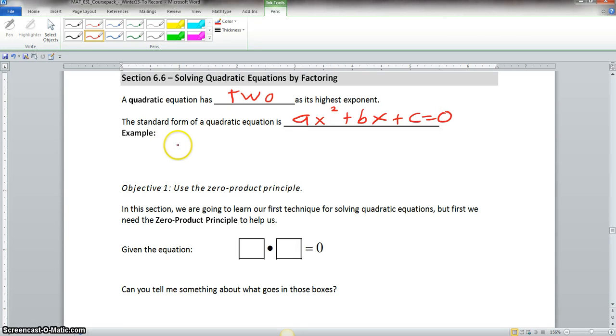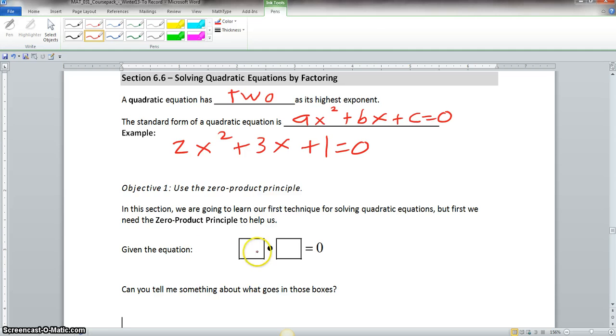Example, we could have 2x squared plus 3x plus 1 equals 0. That's an example of a quadratic equation. It says in this section we are going to learn our first technique for solving quadratic equations. But first we need the zero product principle to help us.